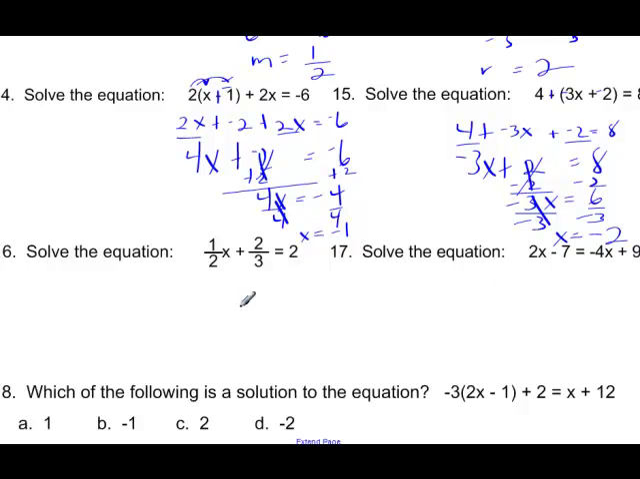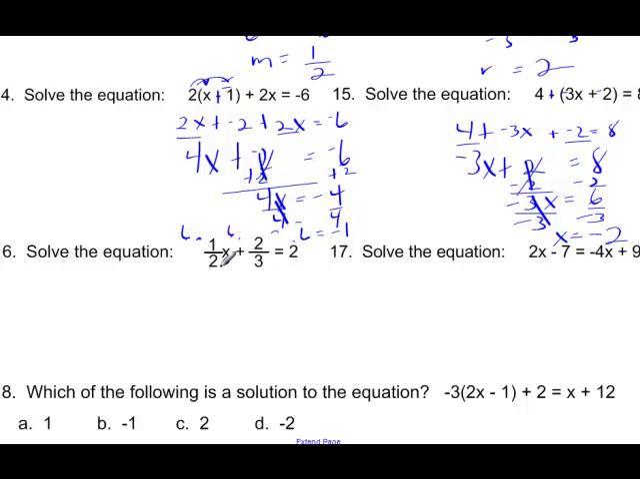Okay, I got to get rid of the fraction. So I need to multiply by 2 to get rid of this 2. But to get rid of the 3, I need to multiply by 3. So really, I'm multiplying by 2 and 3, which is 6. All right, so I'm going to multiply by 6, multiply by 6, multiply by 6.